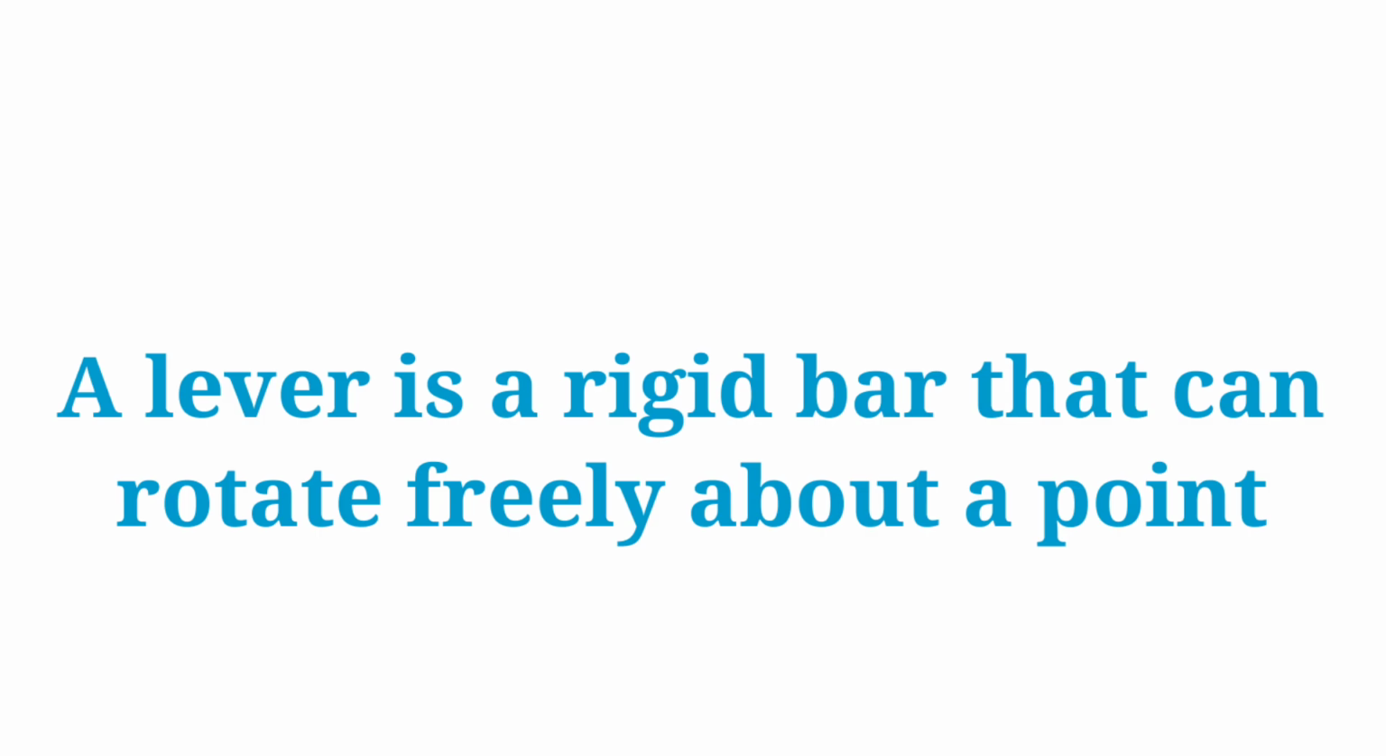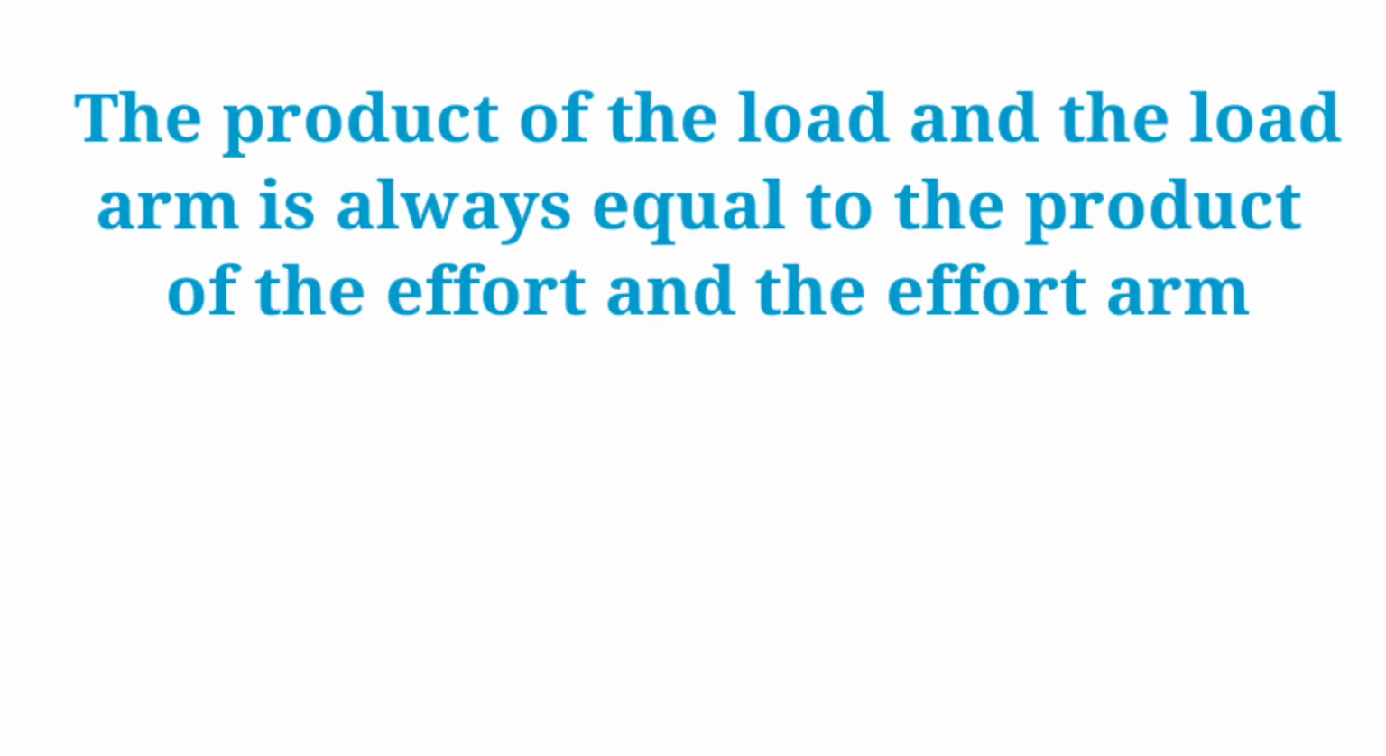Number 1, lever. Lever is the simplest of all types of machines. A lever is a rigid bar that can rotate freely about a point. The fixed point about which the lever can rotate is called fulcrum, and the object to be lifted or moved with the help of the lever is called load, and the force applied on the lever is called the effort. The product of the load and the load arm is always equal to the product of the effort and the effort arm.